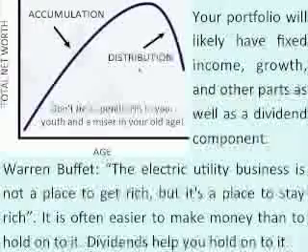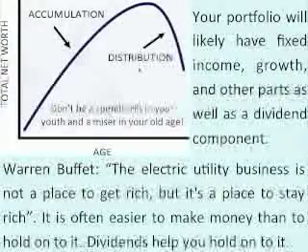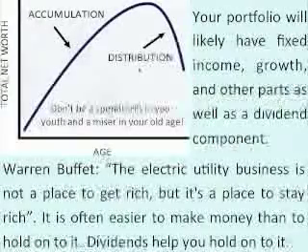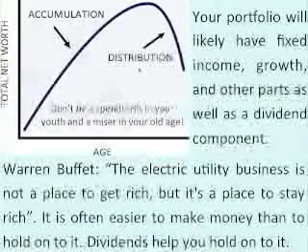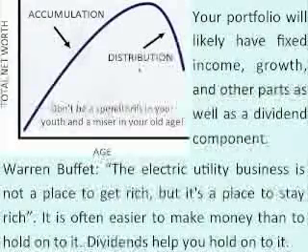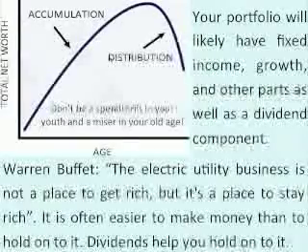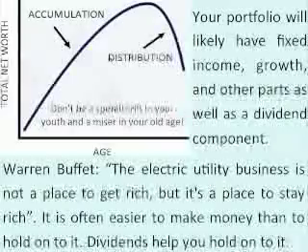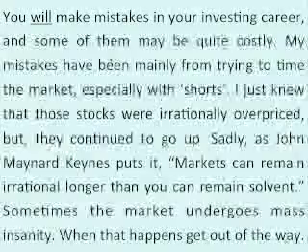Here's a quote from Warren Buffett: the electric utility business is not a place to get rich, but it's a place to stay rich, which is to say that it's not a place to get rich quick, but it is a place to stay rich. So you've had a pretty good chance of making money and beating inflation by systems such as this. I've often found that it's easier to make money than to hold on to it. It's the dividends that help you hold on to it. And that's what we're trying to do with being the TSX.